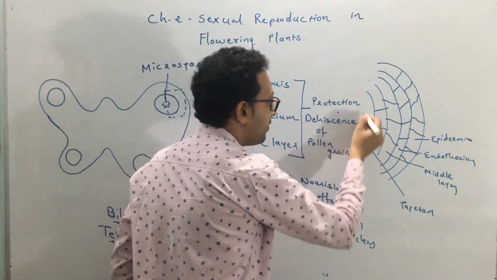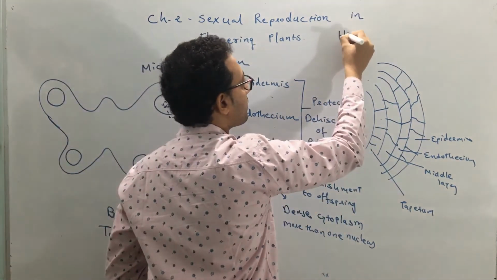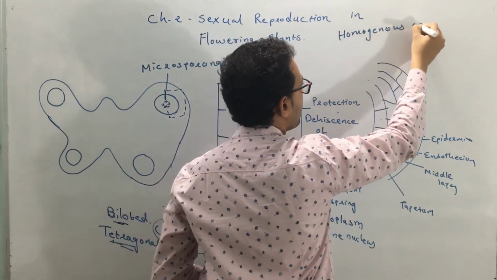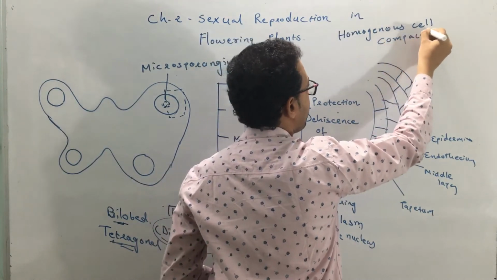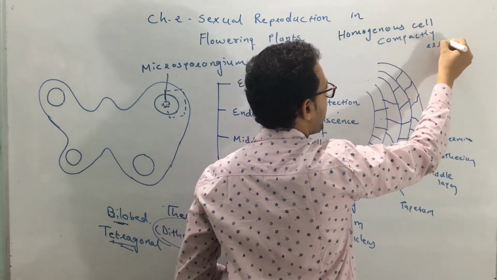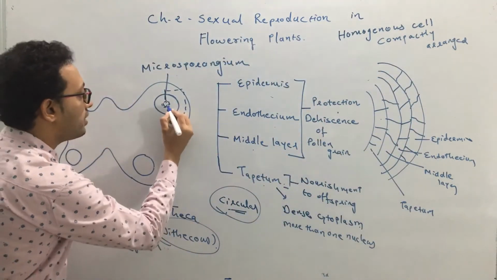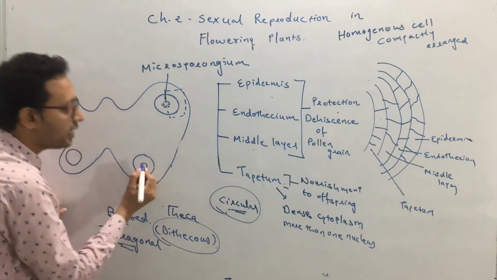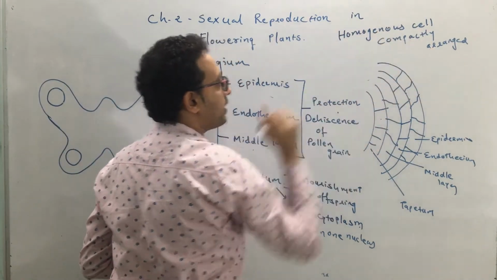Now, in the center of this microsporangium, this is the center of microsporangium, they have homogeneous cells, and these homogeneous cells are compactly arranged. How are they arranged? Compactly arranged. This is the center of the microsporangium, I show over here. It contains compactly arranged homogeneous cells.